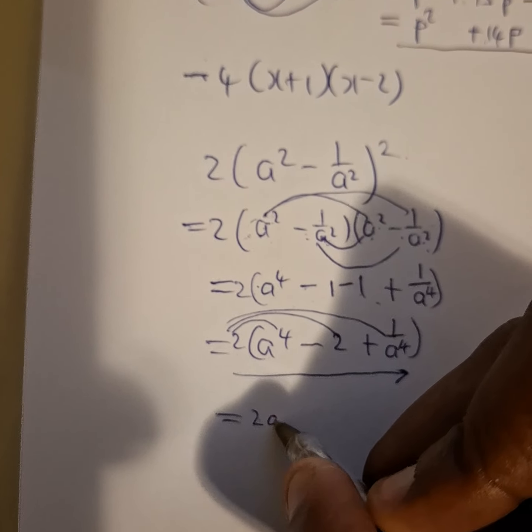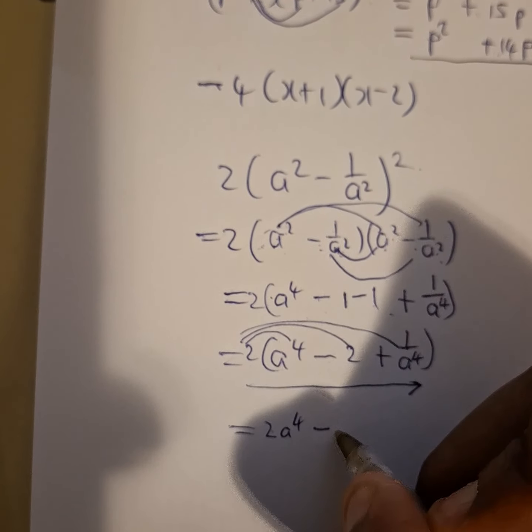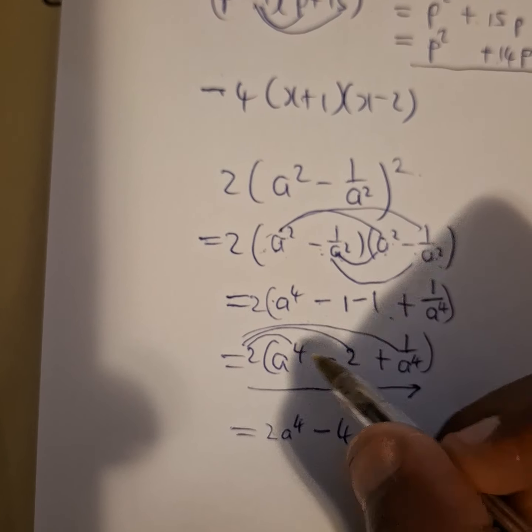And then the variable and its exponent next door. Positive times a negative, negative. 2 times 2 is 4. All right, and there's nothing else that we can do.